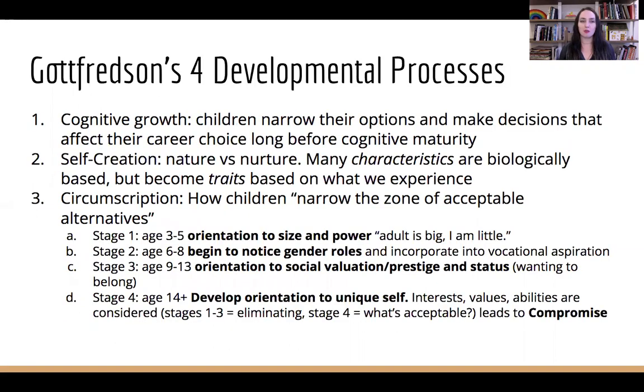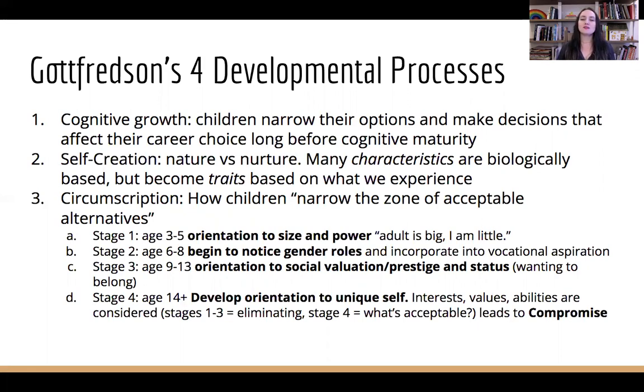So how does this happen? Gottfredson talks about these 4 developmental processes. This is a very word-heavy slide. Feel free to just take a screenshot or to look away and just listen. The first process here is cognitive growth. The idea that children narrow their options and make decisions that affect their career choice long before they can really conceptualize what that means.